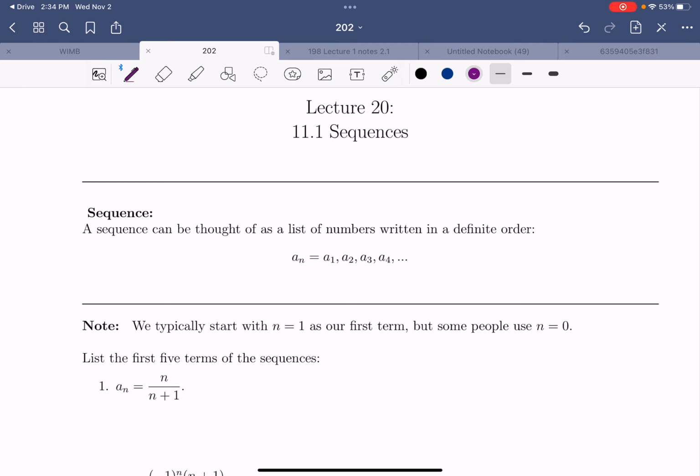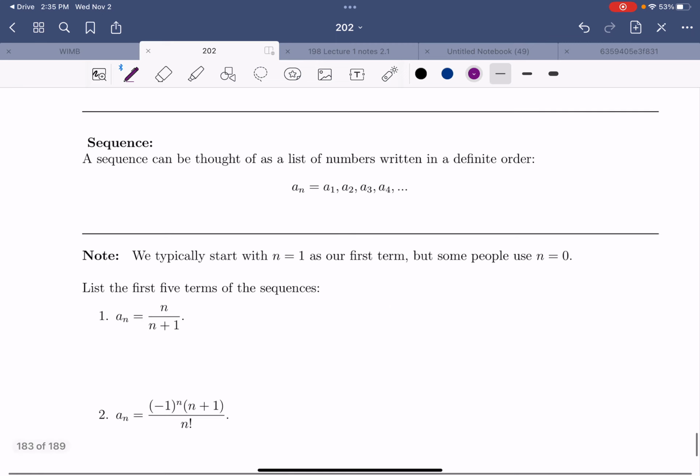So chapter 11 is all about the idea of sequences and series. Very different from the integration that we're doing. So we're changing totally the direction we're going here. The first thing you need to know is that a sequence is a list of numbers written in a definite order, okay? So you have a1, a2, a3, a4. Something that you can enumerate where this is the first one, this is the second one, this is the third one, this is the fourth one, okay?